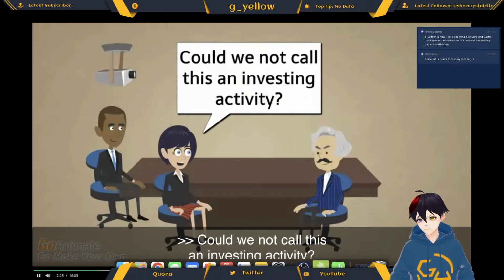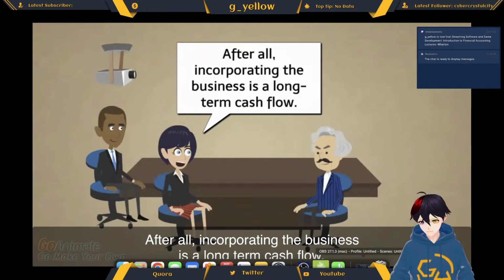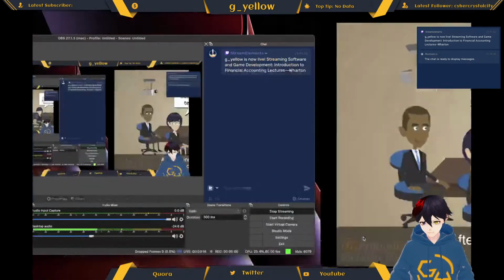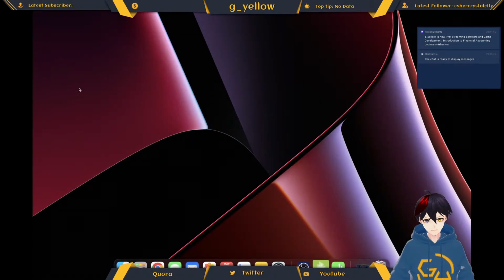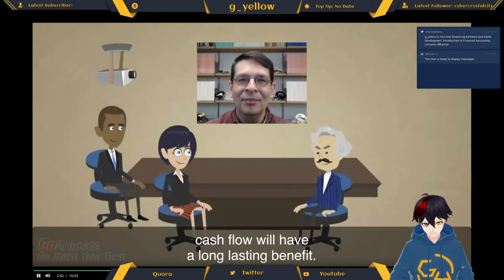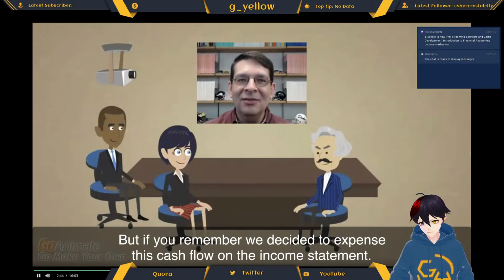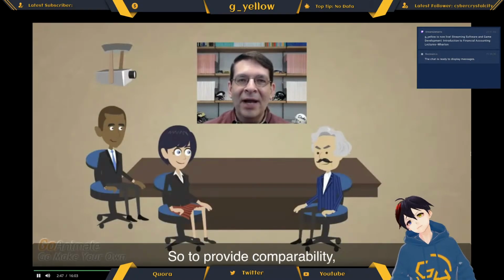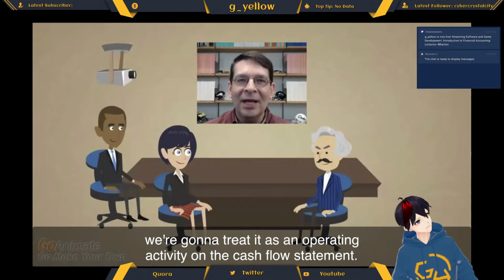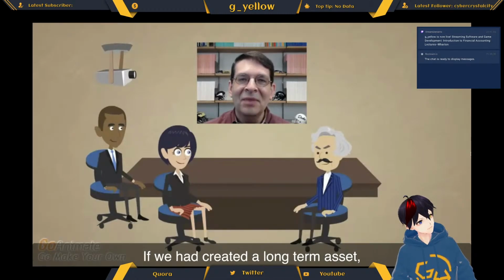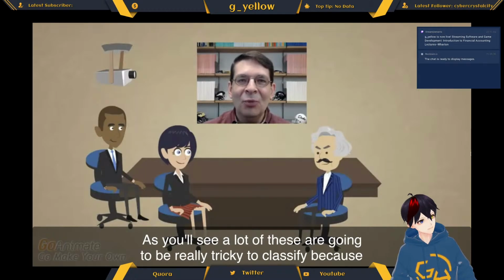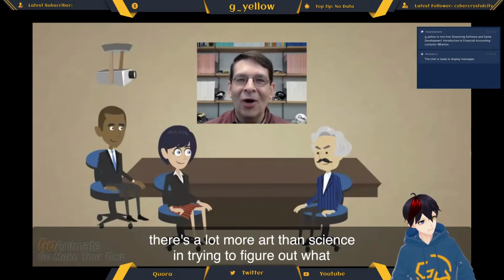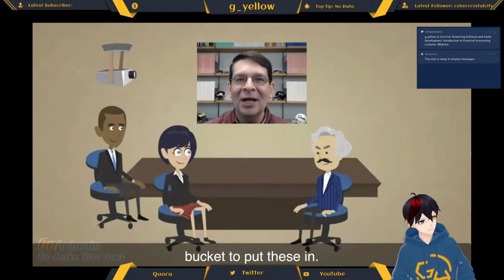Could we not call this an investing activity? After all, incorporating the business is a long-term cash flow. At least, we hope. You raise a really good point because we do hope that this cash flow will have a long-lasting benefit. But if you remember, we decided to expense this cash flow on the income statement. So to provide comparability, we're going to treat it as an operating activity on the cash flow statement. If we had created a long-term asset, then we probably would have treated it as an investing activity. As you'll see, a lot of these are going to be really tricky to classify because there's a lot more art and science into trying to figure out what bucket to put these in.